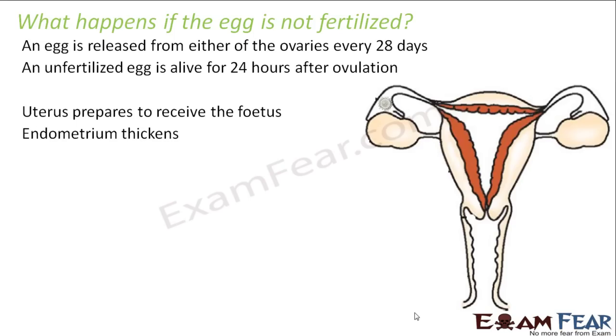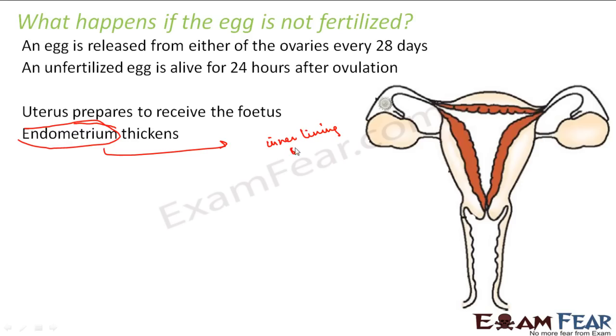Now there is an inner lining of the uterus. So if you look at this picture, the orange colored structure here is the inner lining of the uterus. So this inner lining of the uterus is known as endometrium. So this is the inner lining of uterus. So this inner lining thickens. Thickens means now the uterus knows that once the fetus comes inside me, it is going to stay here for 9 months. So I need to take proper care of that fetus.